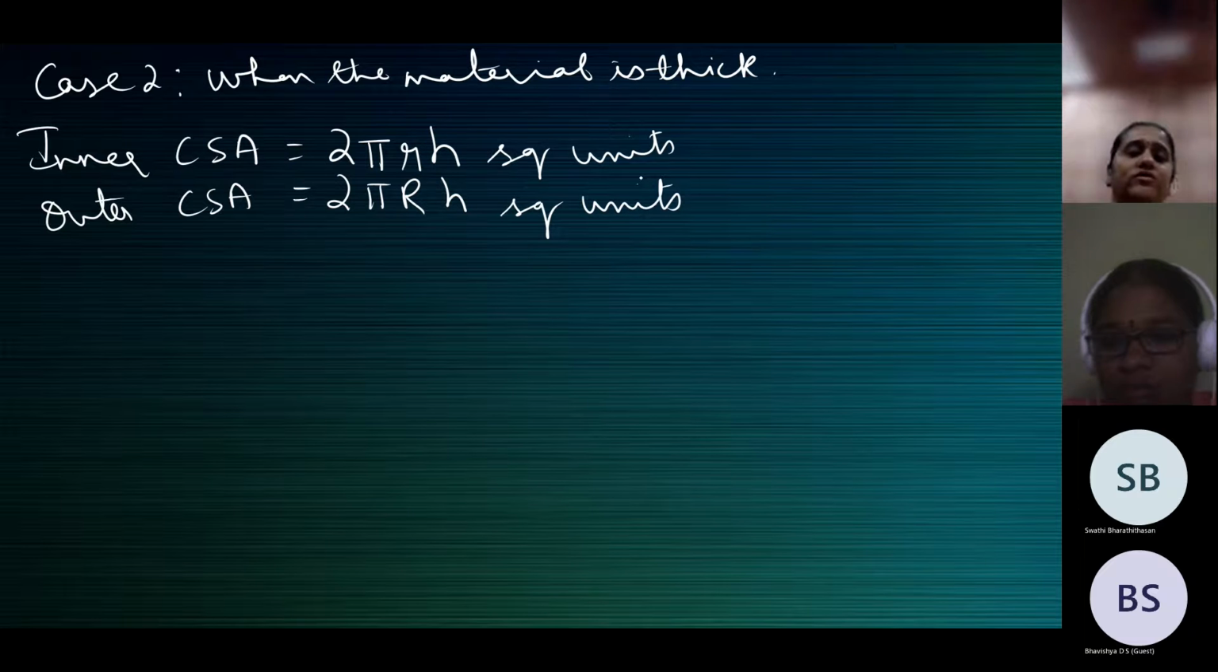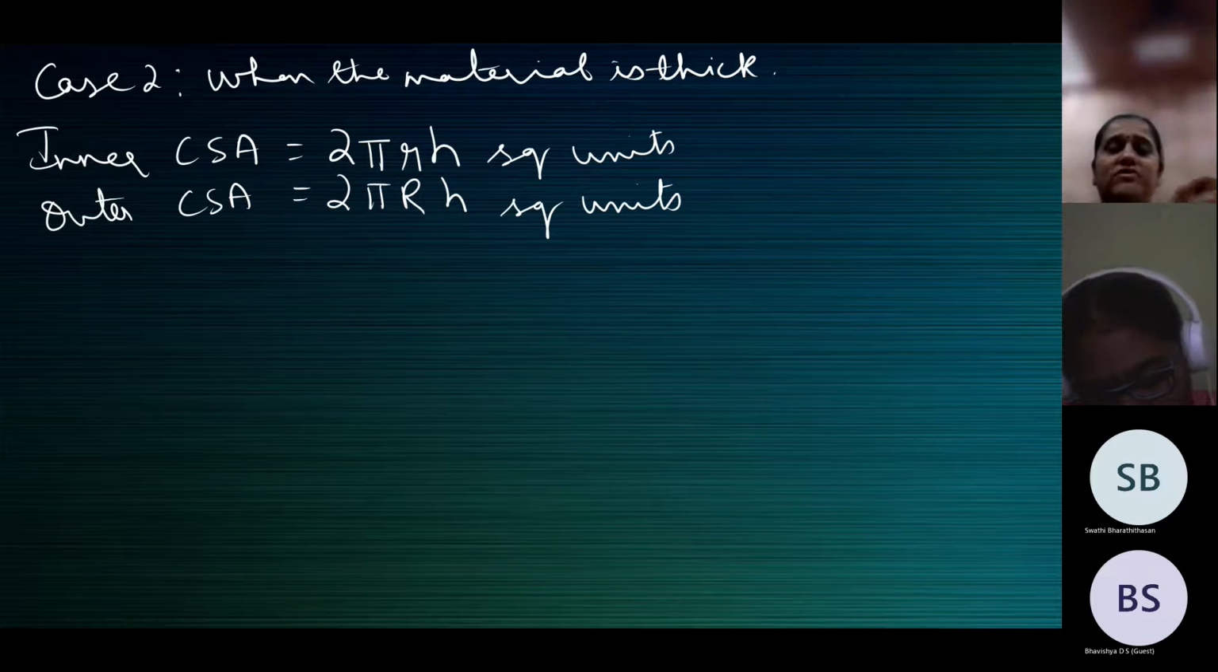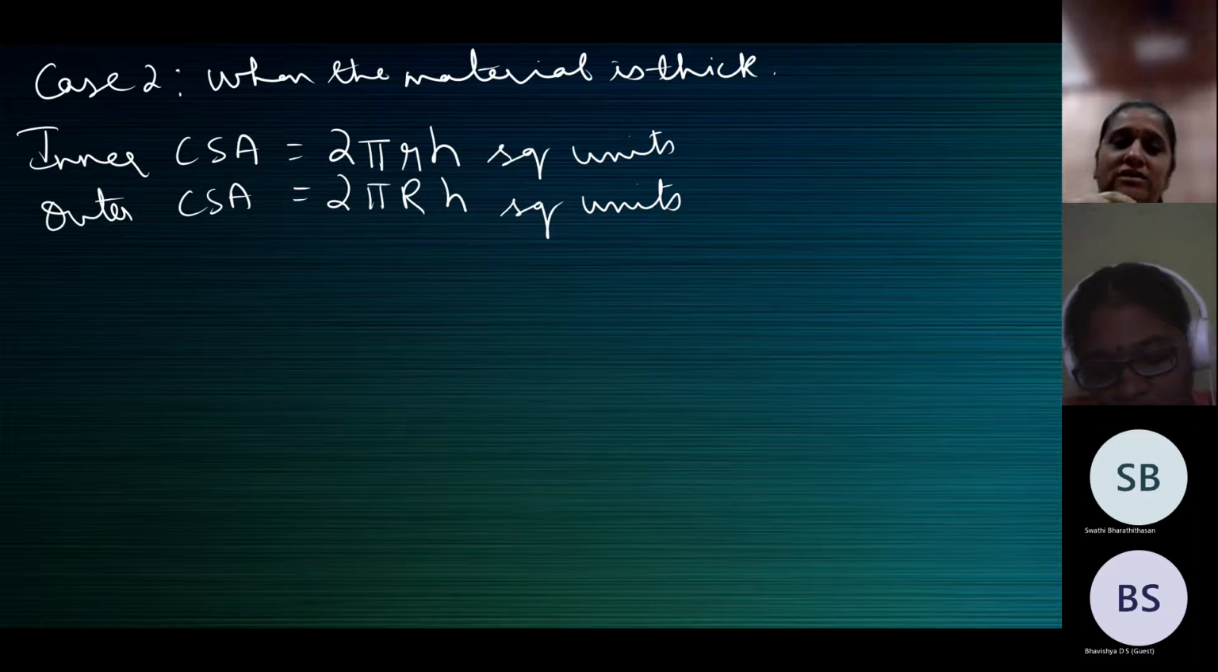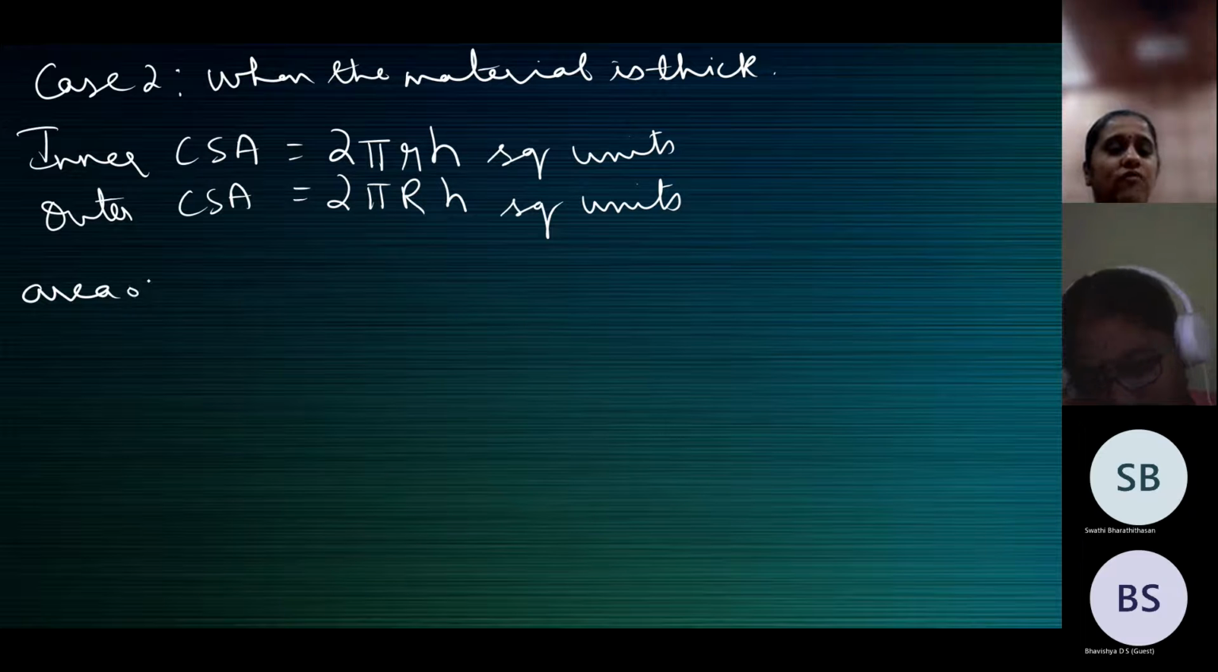So this is about the areas of the inner and outer portions. Inner curved surface area, outer curved surface area. Curved surface area we've already seen for a cylinder is 2 pi r h. Use small r for inner, capital R for outer. Now what about the rings on the top and bottom? Area of one ring.